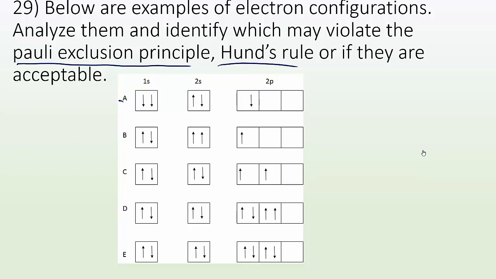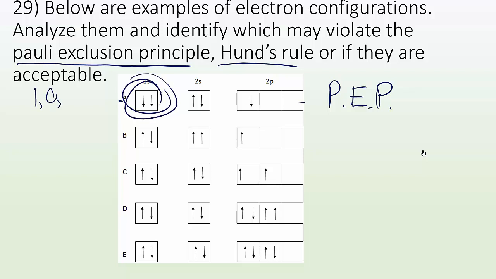Well, for A, there's an error right here. There's 2 down arrows. Well, which one does that violate? That violates the Pauli exclusion principle. So I'm going to abbreviate that as PEP. This is violating that because these 2 electrons would have the same 4 quantum numbers. It'd be first energy level, S sublevel, the only orbital available, and then they'd both be -1/2, and that can't be possible. That's a frown face.